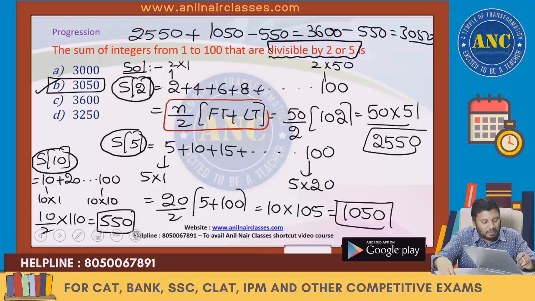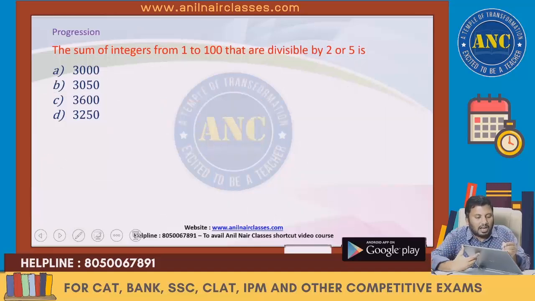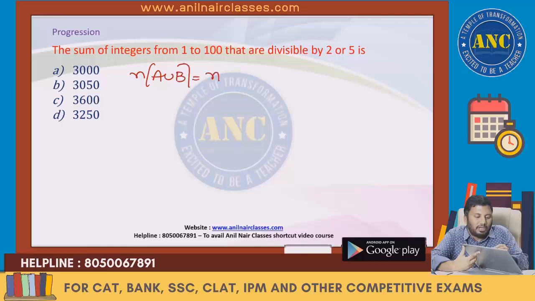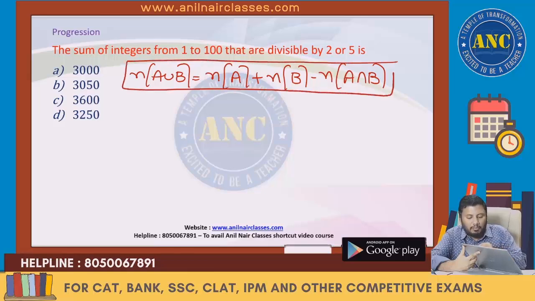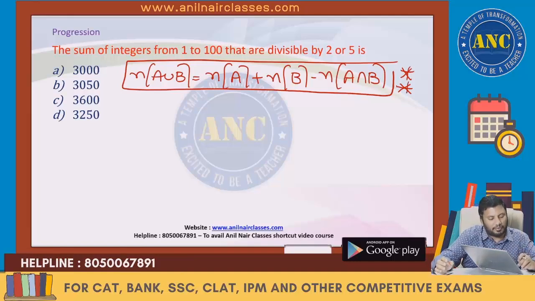What is the concept that I used here? The answer is 3050, and the concept that I used here is n of A union B is n of A plus n of B minus n of A intersection B. Idea clear? Now, next one.